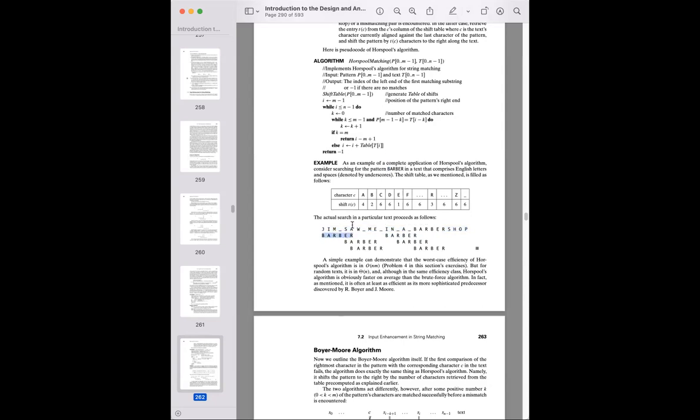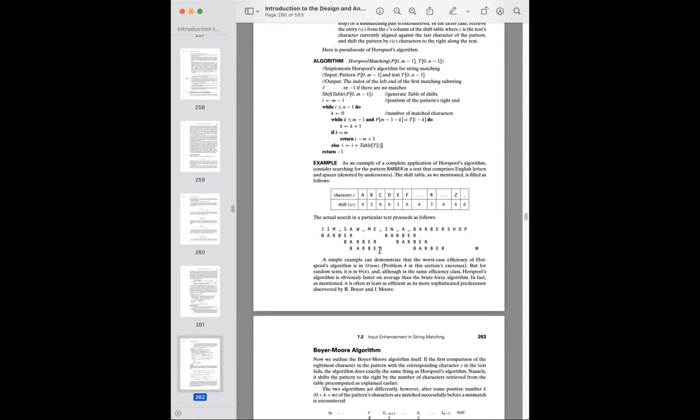Again, this is the text we're searching for, with barber being the pattern. The first thing we do is line up with this A. We look up here and see that we can move 4. We move it 4, so this A lines up. Now we look here, there's an E. E is a 1, so we move it over 1. Now we have this R lined up against the underscore. Underscore is a 6.